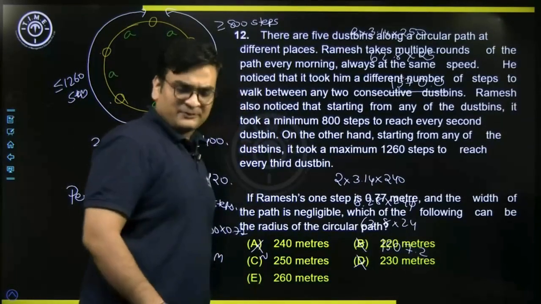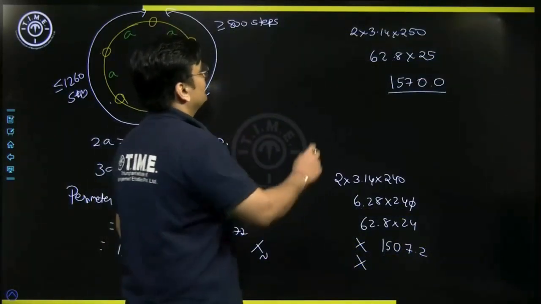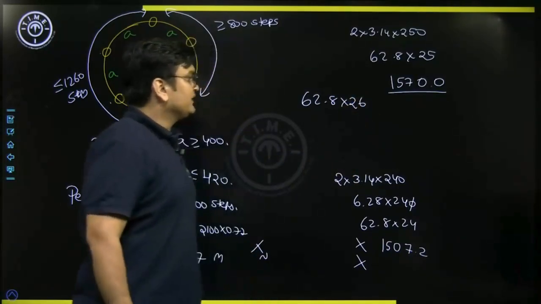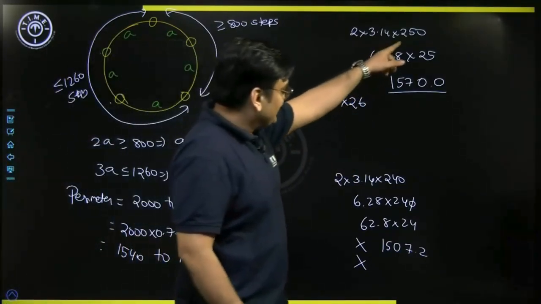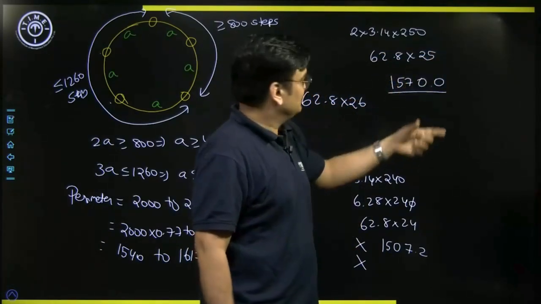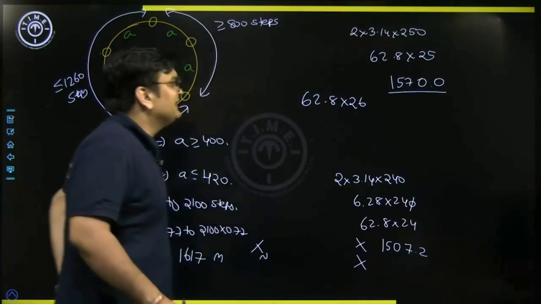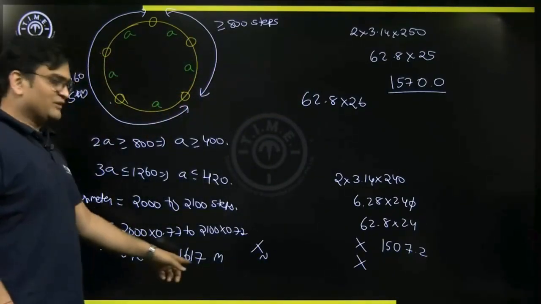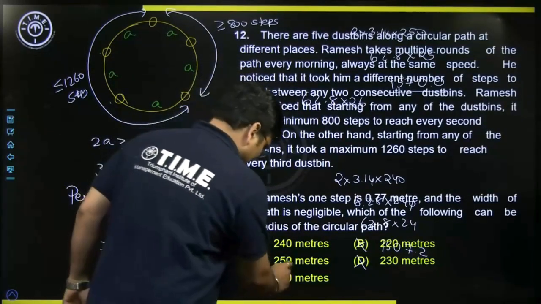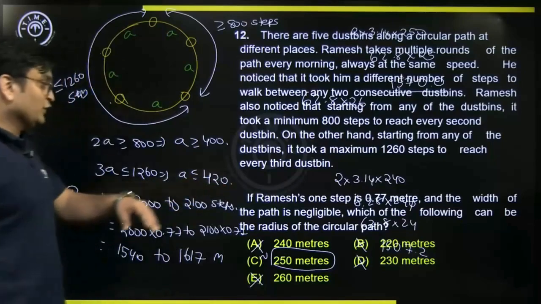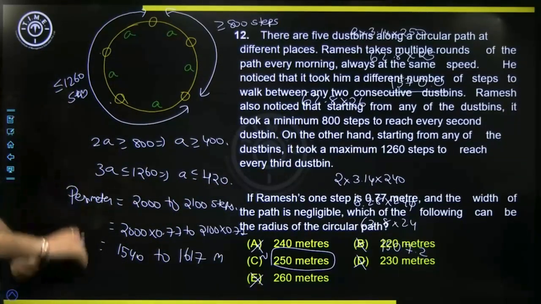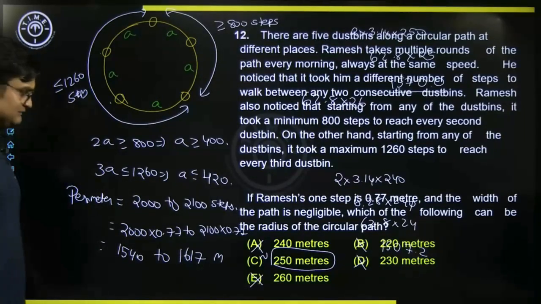So this is very much possible. I'll hold it. Let's observe 260 also. So 62.8 into 26 is what we get. Okay. Now 62.8 into 25 you have already done. I just need to add 62.8 to it, right? So when you add 62.8 to it, you will get 1632.8, which is going beyond this. So thus I go back and say 260 is also not possible, and hence 250. So which of the following can be the radius of the given options? Only the option choice C can be the radius of the circular path.